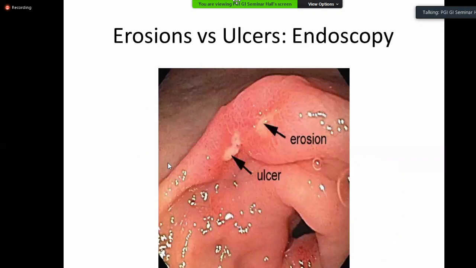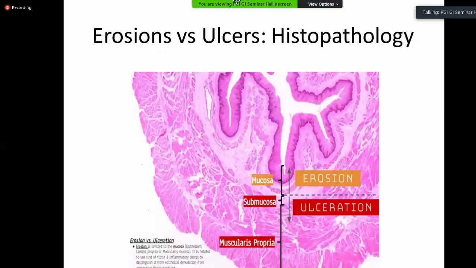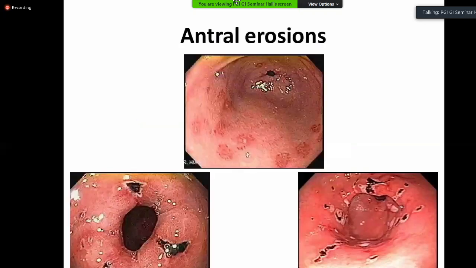Now, here's an example of pre-pyloric lesions in a patient with non-steroidal anti-inflammatory intake. This is an ulcer, this is an erosion. Now, how do you say so? This is the reporting. So, erosion is superficial, ulcer is deep. You cannot say on this particular endoscopic view. Now, as I said, erosion is mucosal and ulceration is submucosa or beyond.